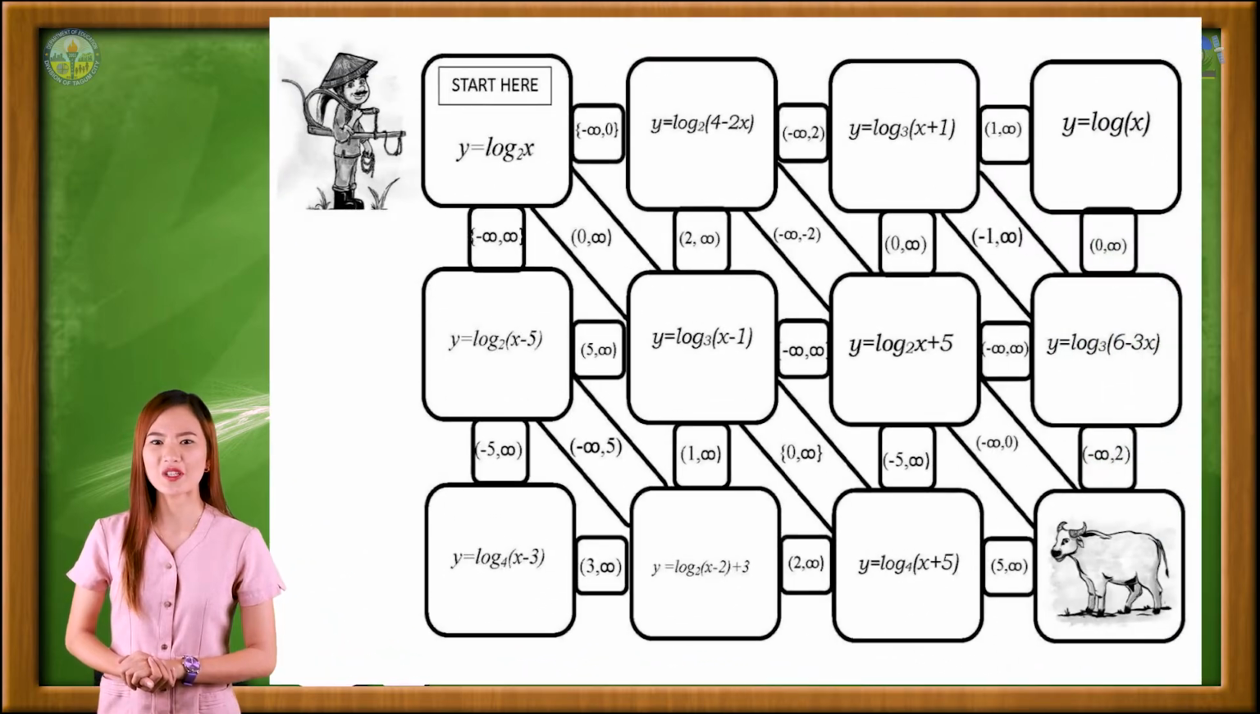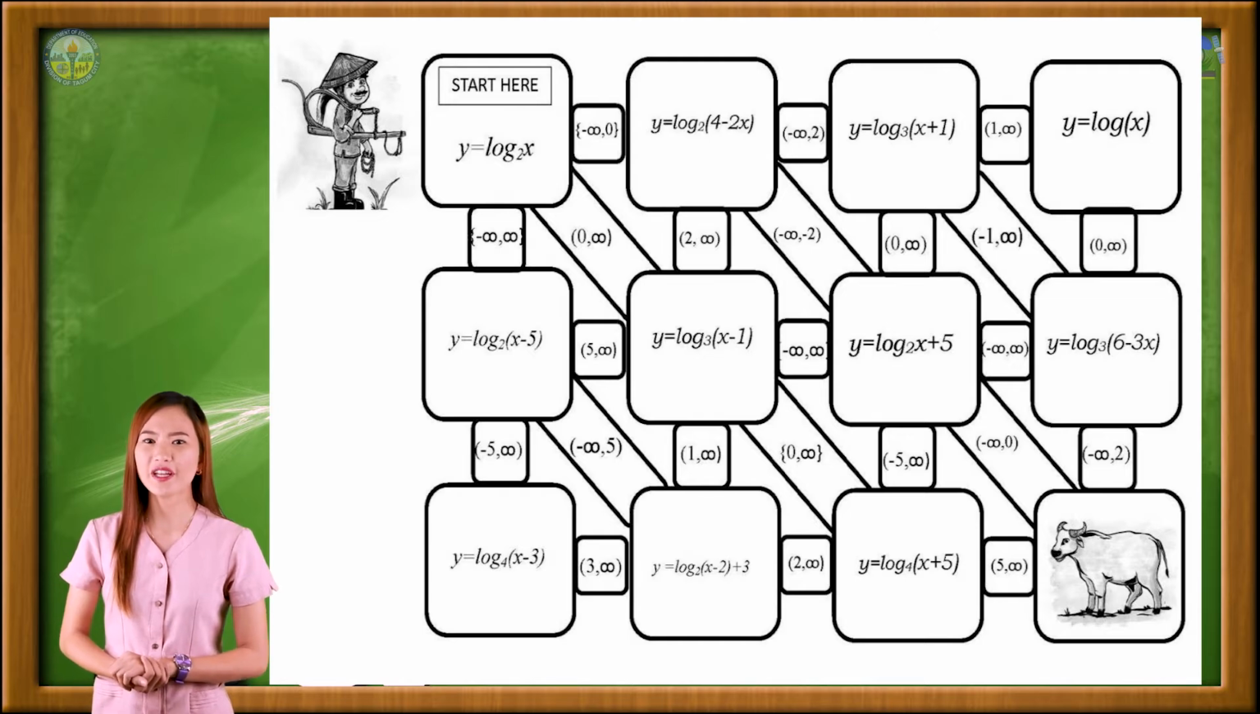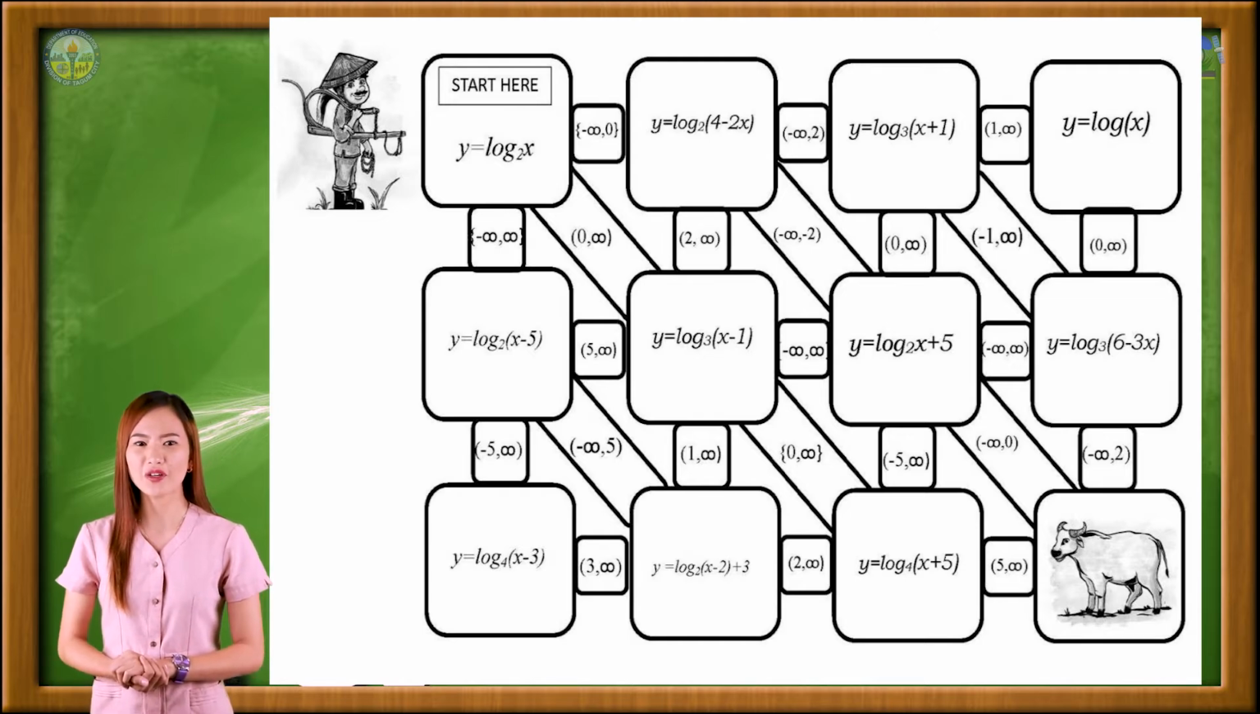Refer to the illustration. Let us help Mangkulas find his lost Carabao by going through the maze, finding the domain of the given logarithmic functions to get the Carabao. You will be given 2 minutes.